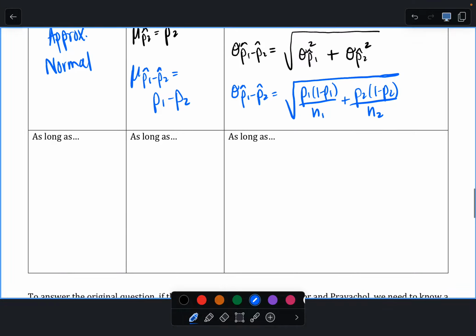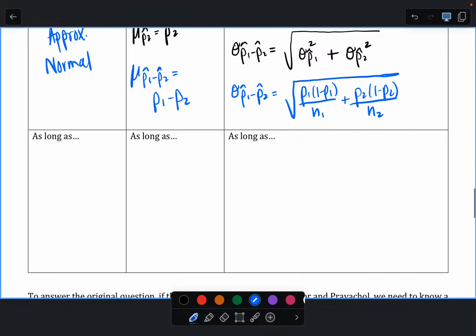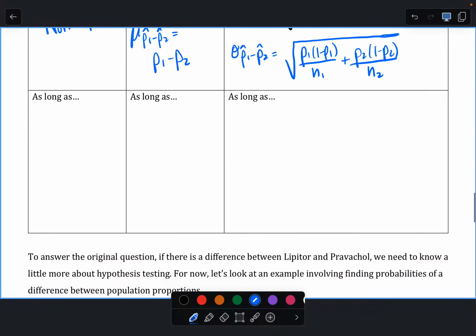So here are the three things that I want to happen. I want it to be normal. I want to have a calculated mean. I want to have a calculated standard deviation. Here's how we actually check them.